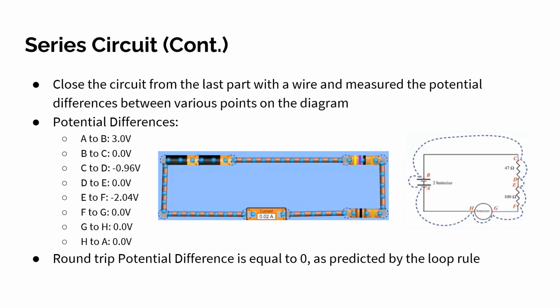So we closed the circuit from the last part with a wire and measured the potential difference between the various points on the diagram. Here are the potential differences in the measured points. As you can see, on the far right are the points. So A to B is 3, B to C is 0, C to D is negative 9.6 volts, D to E is 0, E to F is negative 2.04, and F to G, G to H, and H to A are all 0. And we can see that the round trip potential difference is equal to 0, as predicted by our loop rule.